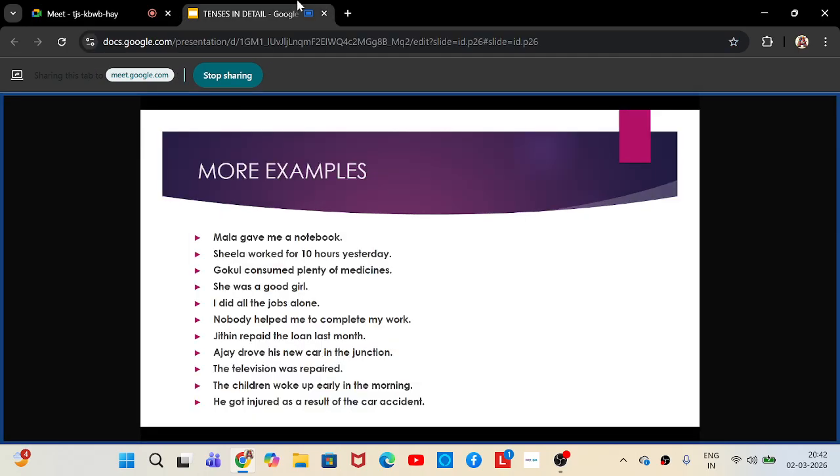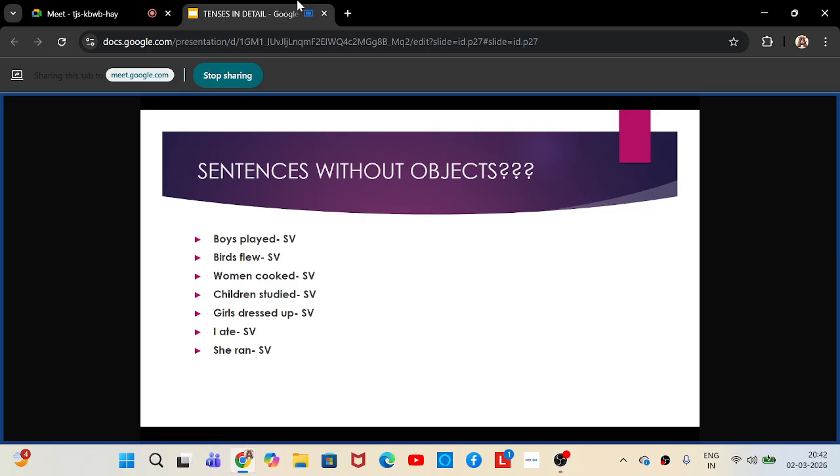Okay, good. Next is sentences without objects. So you can see that there are cases where we can form sentences without objects also. Like boys played, birds flew, women cooked, children studied, girls dressed up, I ate, she ran, etc. However, it is always advisable to write sentences with objects. At least if there is no object, maybe you can use a complement or any prepositional phrase so that it will be more meaningful.